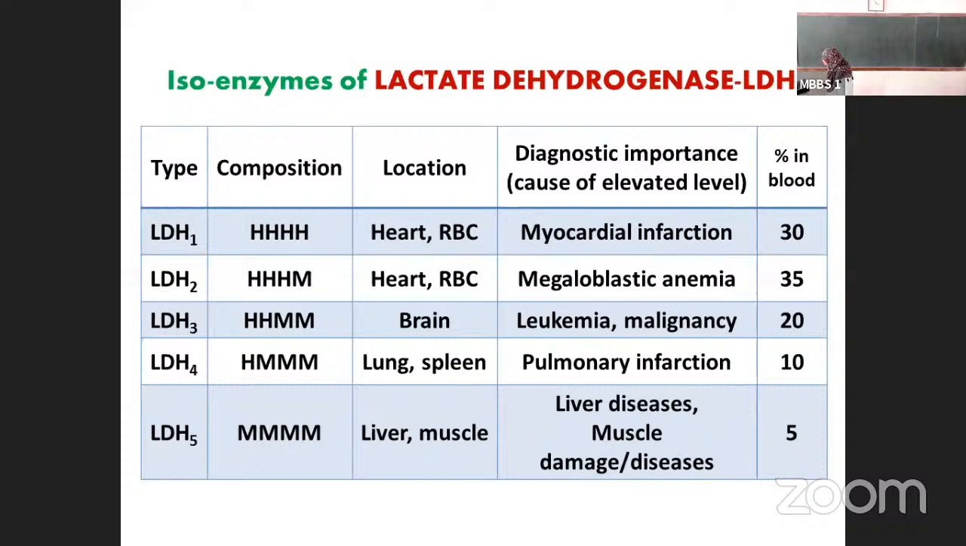Okay. LDH5 has all 4 M type of subunits, and it is mainly synthesized from the liver and muscle, and it is useful for the diagnosis of liver diseases and muscle diseases, as the tissue of origin. So it is derived from the liver and muscle. So for any disease in the liver or muscle, we can estimate the level of LDH, and it will indicate the severity of the disease.